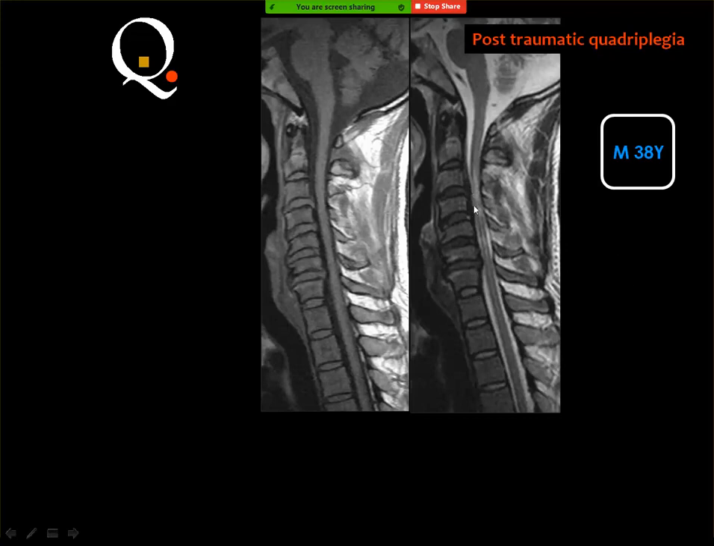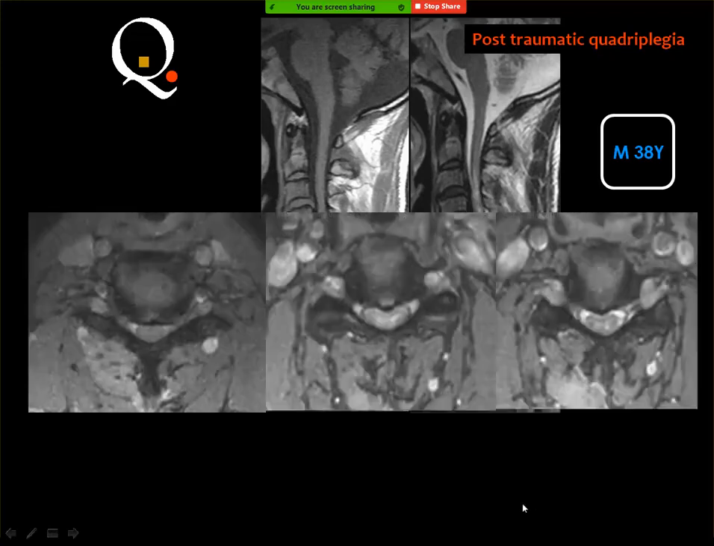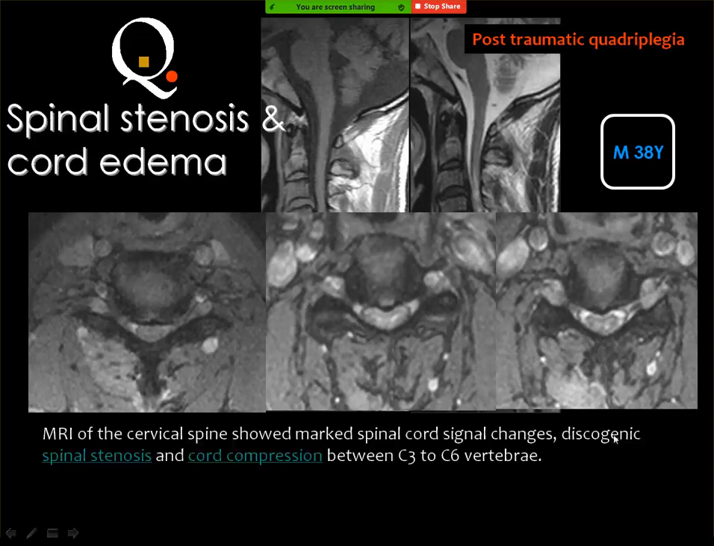The CSF space along the anterior and posterior aspects of the cord is obliterated, and this is spinal canal stenosis with multiple disc lesions as well as cord myelomalacia. These are the axial images where you got flattening of the spinal cord, and this is a disc bulge, and this is a disc protrusion. Then you got the spinal canal stenosis and cord edema or cord compression.